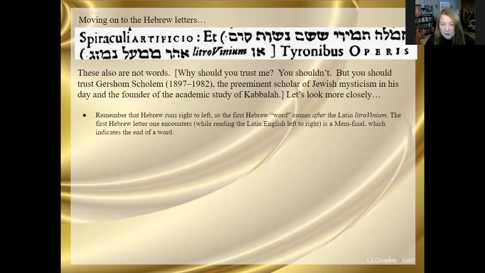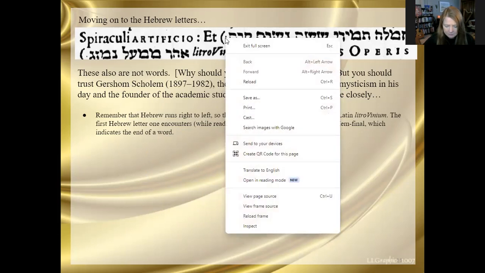So the first Hebrew word that you're going to see there, it's not really a word, but the first Hebrew letter is going to be after Vitrovinium. And the first Hebrew letter you encounter is actually a mem final, and you know a word is ending if it ends with mem because you have a mem final. So it looks like you're reading this as words because of that mem final, but they're not words.